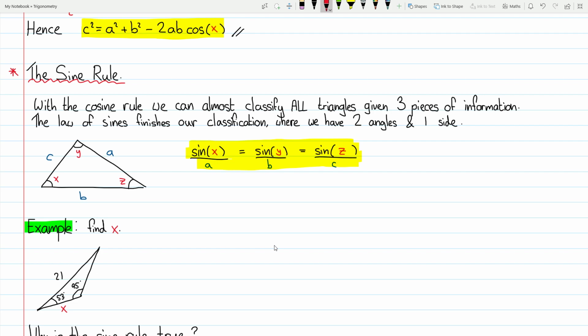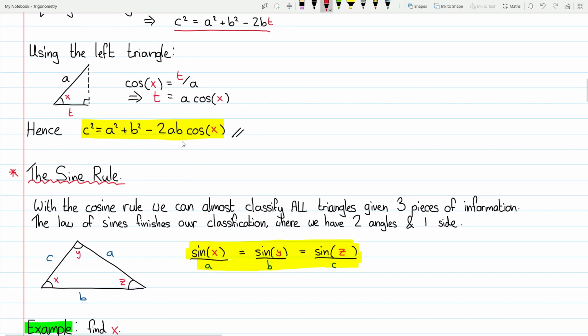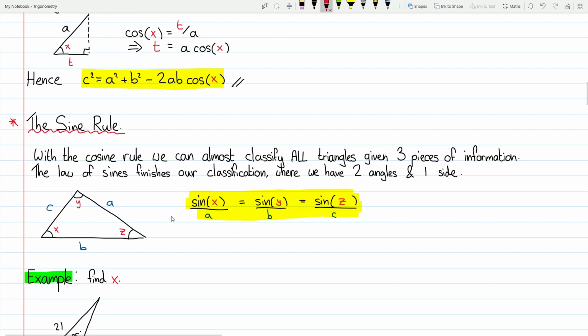But given these three pieces of information, can we find everything else about the triangle? We're not quite there yet. There are still cases where we can't apply the cosine rule. So for example, perhaps we may have two angles and one side, right? The cosine rule doesn't say anything about two angles. We need the sides in order to calculate unknowns. So this is where the sine rule comes in, and it sort of finishes our classification. We can then understand any triangle if we know two angles and one side.